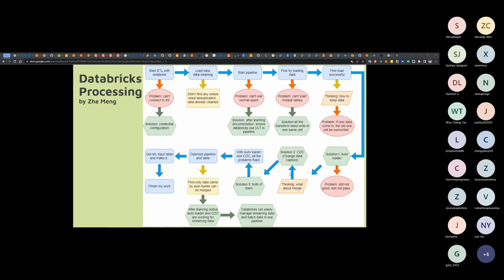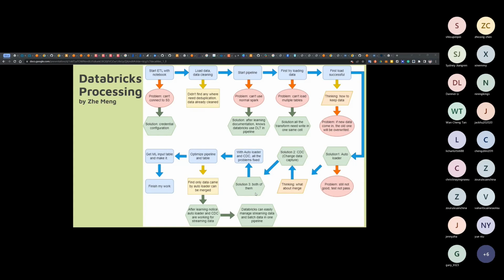Then I found a way called CDC. It used the function called apply changes to merge all the input data to a new table. After using these two ways, I optimized my codes. At that time, I suddenly realized that I built a pipeline that can upload, stream, and batch data at the same time.